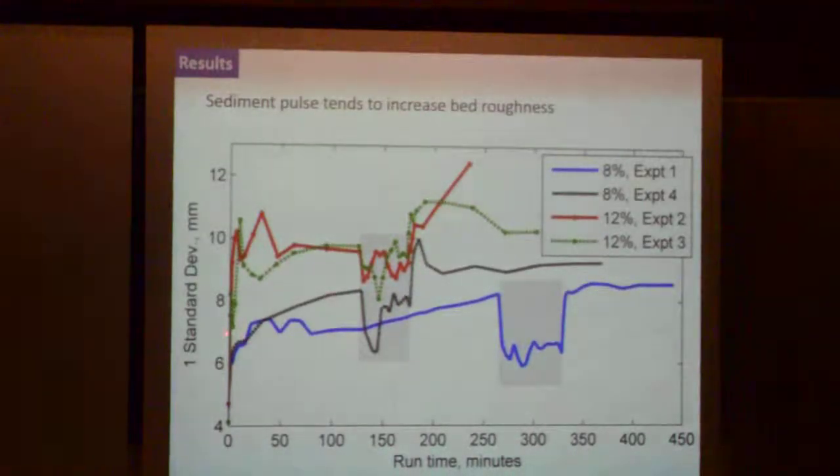Now the roughness is pretty variable, but in general, it increases and at least goes to something a little closer to a stable value initially. It generally decreases, but it's pretty variable during the sediment feed period. And then the roughness generally increases afterwards to at least somewhat higher value. So bed roughness changes as well.